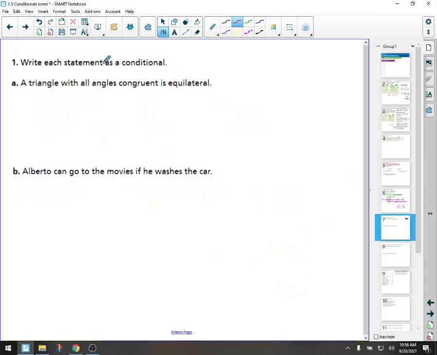So let's see. Write each statement as a conditional. Let's see. A triangle with all angles congruent is equilateral. So it's like, as long as that happens, then we get equilateral. So we could call this our hypothesis, we could call this our conclusion. This is our setup, this is our punchline.